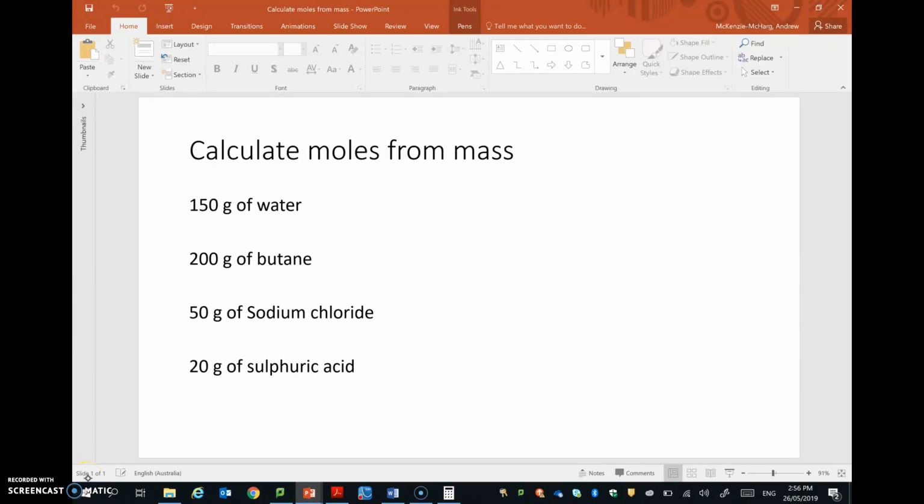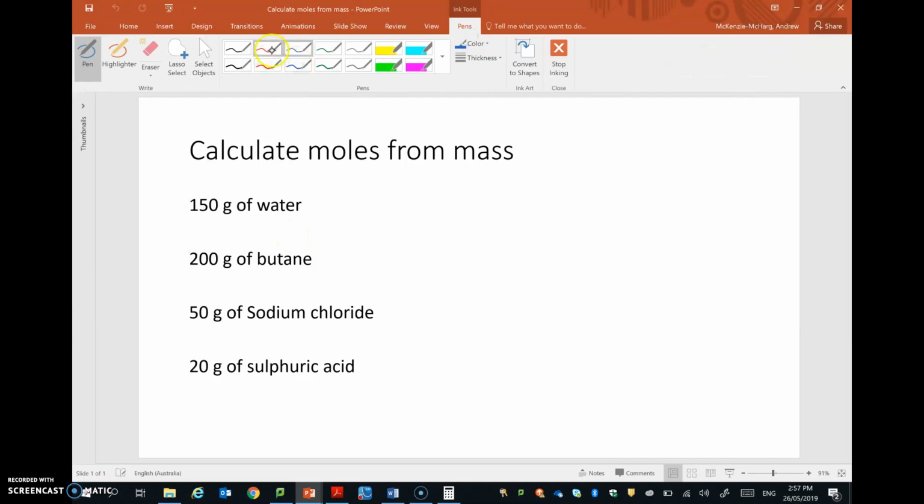Hi there, science students. In this video, we're going to be learning to calculate the number of moles from a given mass of a substance. That substance could be a pure element or a compound of some sort. The ones we're going to work on here are all compounds. So this is going to involve us using the second equation that we've learnt about moles.